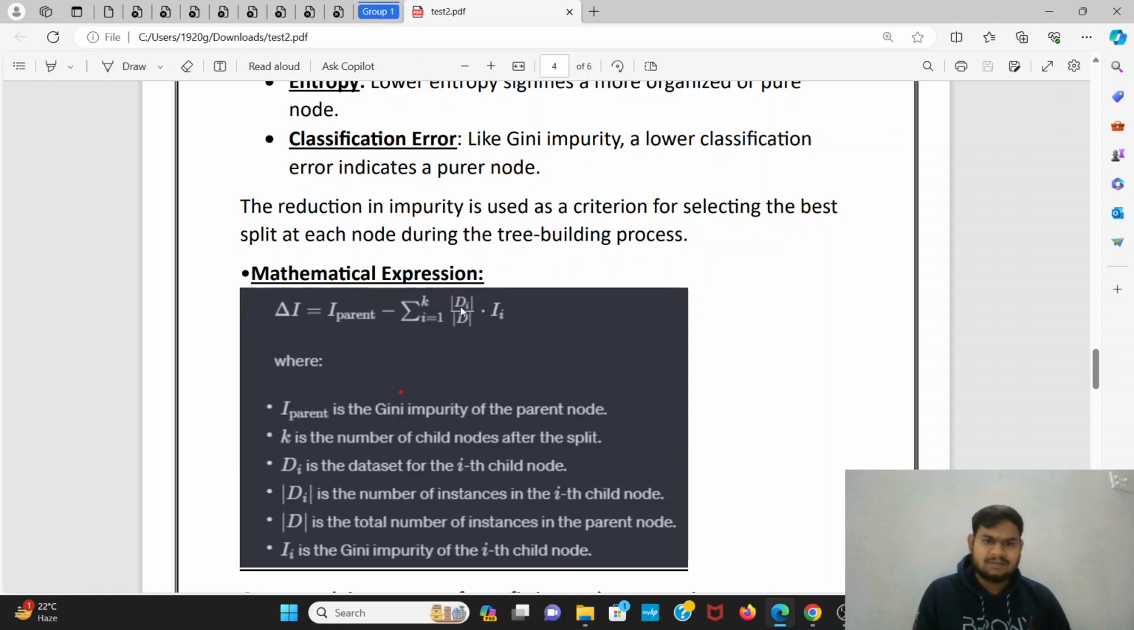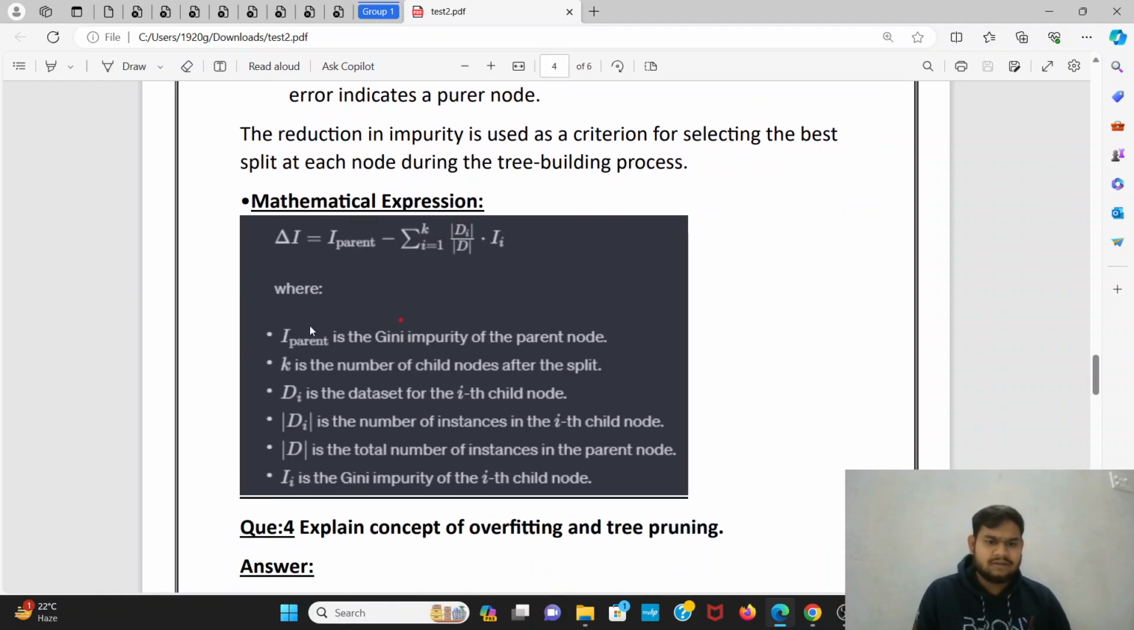The reduction in impurity is used as a criterion for selecting the best split at each node during the tree building process. Mathematical expression. Delta I equals I of parent minus sigma i equals 1 up to k of |D_i| divided by |D| into I of i. Where I parent is the Gini impurity of the parent node, k is the number of child nodes after the split, D_i is the data set for the ith child node, |D_i| is the number of instances in the ith child node, |D| is the total number of instances in the parent node, and I of i is the Gini impurity of the ith child node.